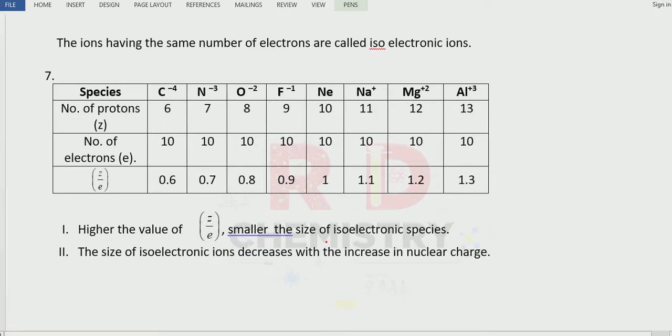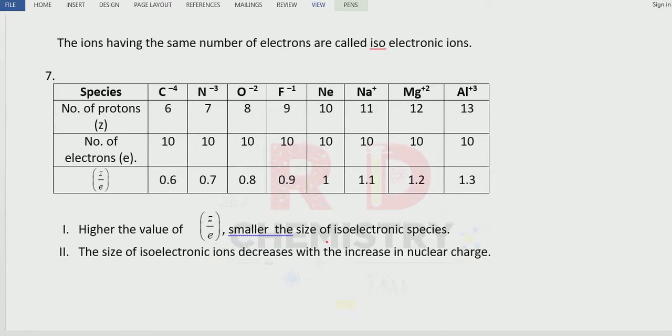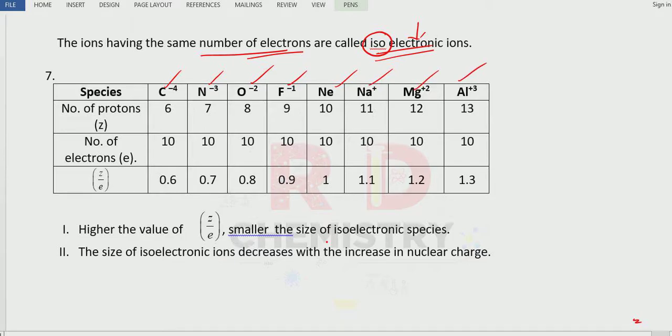The ions having the same number of electrons are called isoelectronic ions or species. Iso means same number of electrons here. Let me take carbon, nitrogen, oxygen, fluorine, neon, sodium, magnesium, aluminium. The number of protons in the nucleus is equal to the atomic number Z. So 6, 7, 8, 9, 10, 11, 12 and 13.